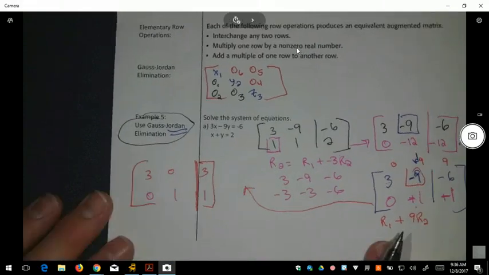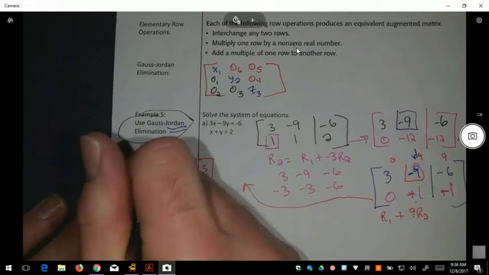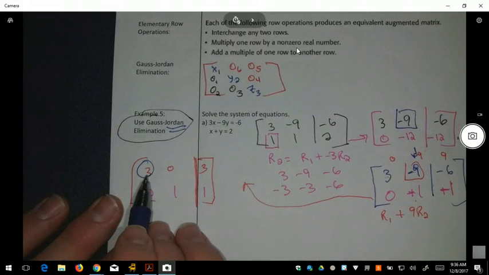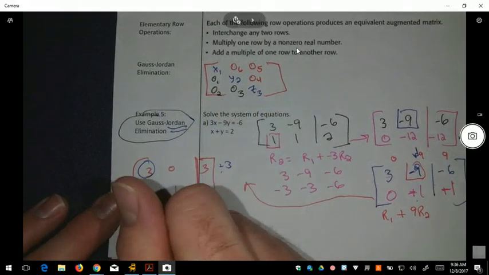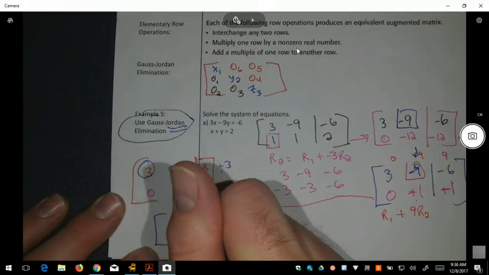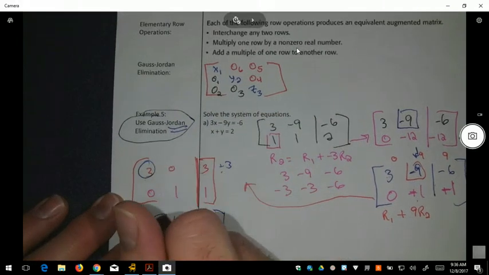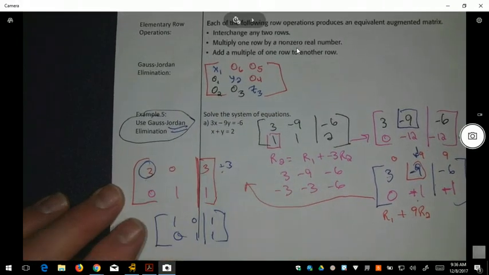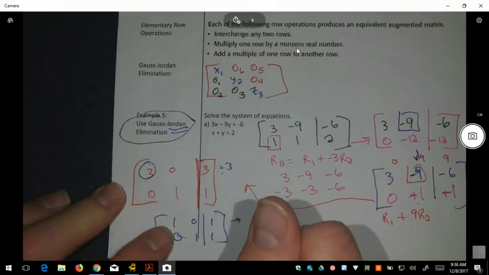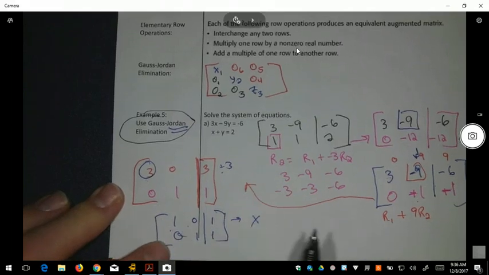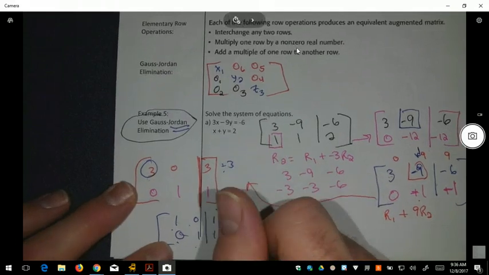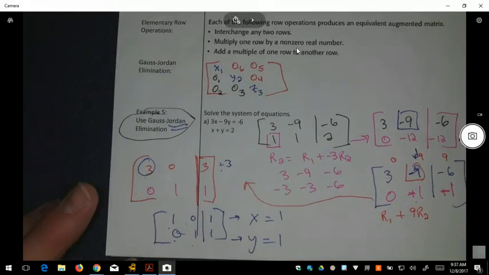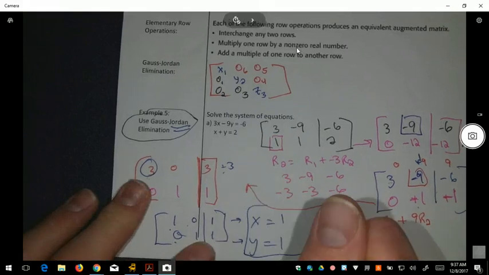Now we've completed Gauss-Jordan. The only thing we have to do is divide by the coefficient that's not 1. So if I divide that entire row by 3, I get 1, 0, 1, and 0, 1, 1. This top one tells me that x, when y is 0, x is 1. When x is 0, y is 1 for the bottom row. So there's my final answers.